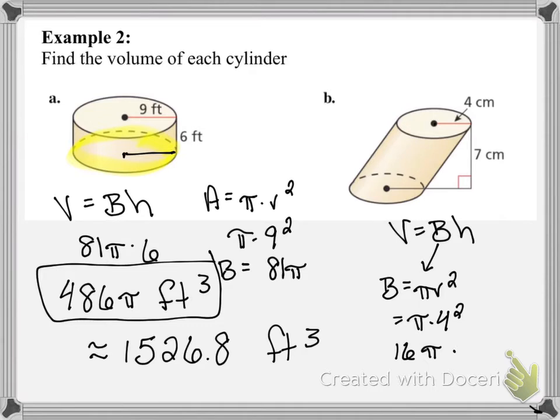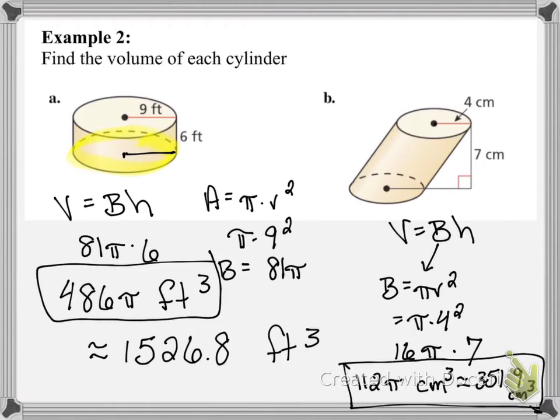The height is not how long this is. We're not looking for how long that is. We're looking for that straight up and down perpendicular height, which in this case is the 7. So the 16 times the 7 is 112 pi. And that would be centimeters cubed, which is approximately 112 times pi, 351.9, and again, centimeters cubed. There's exact and approximate right there.